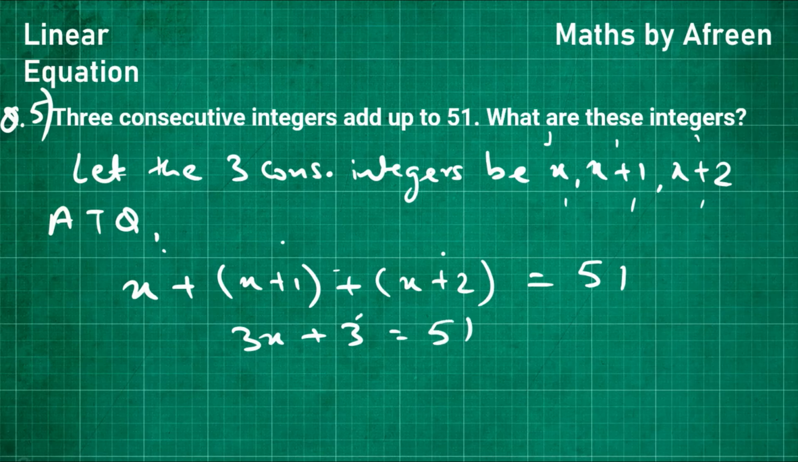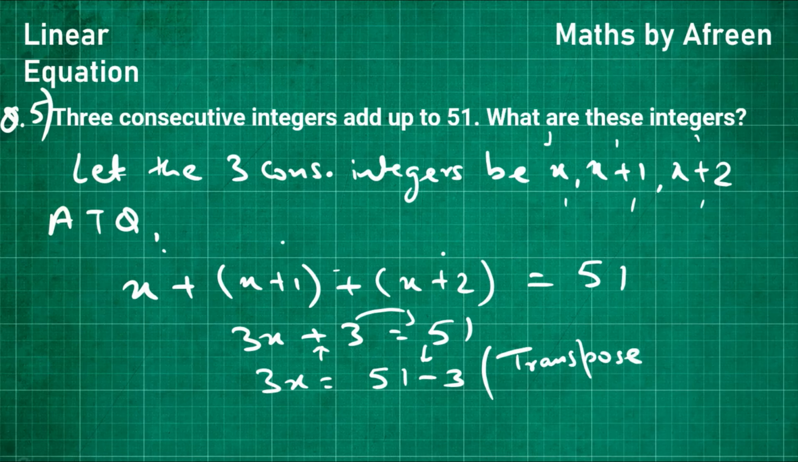Now transpose this 3 from the left hand side to the right hand side. 3x equals 51 minus 3. It was plus earlier, now it is minus. So transpose 3. That means 3x will be equal to 48.